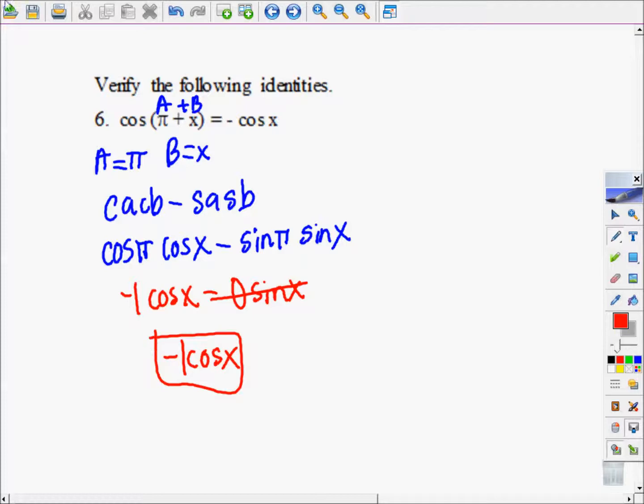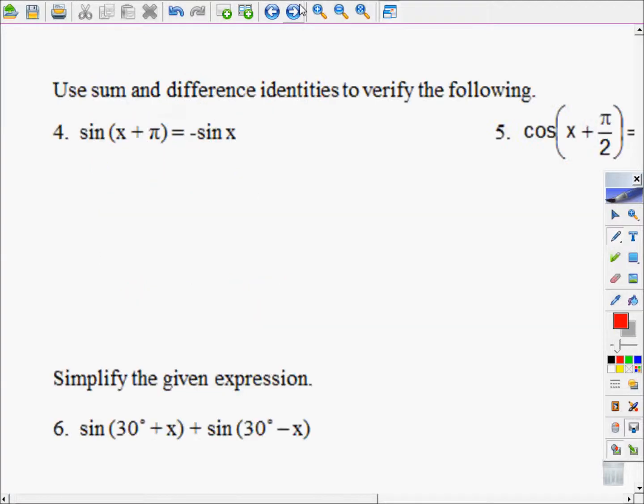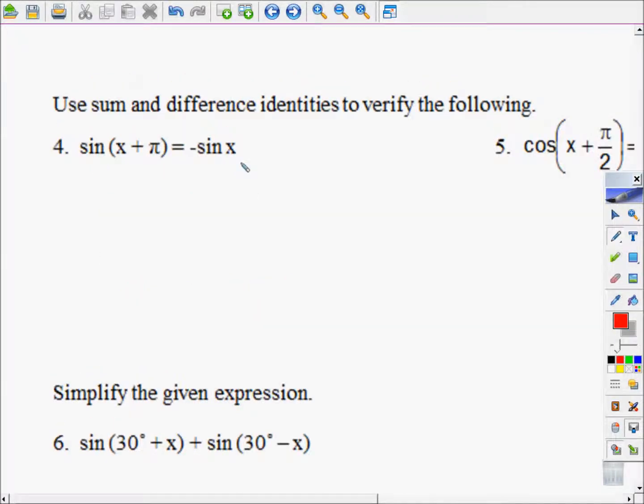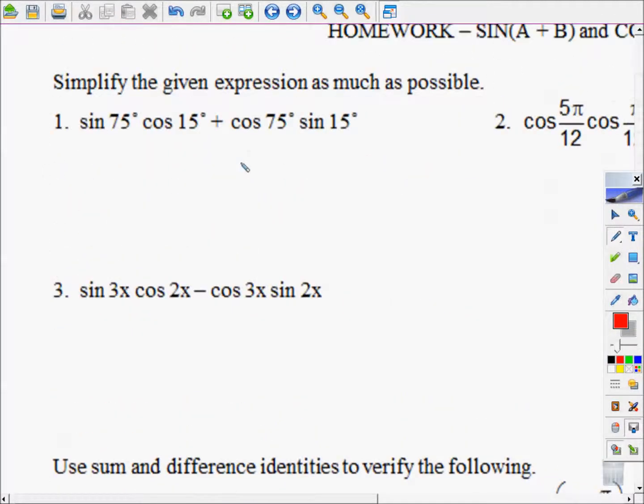Alright, so on your homework, let's identify some things that we should know about it. On problems 1 through 3, you're going to use the 3 steps. Step 1, you're going to identify your A and B. So on 1 through 3, you should be able to say A is this, B is that. So what's the A for 1? 75. And what's the B for 1?